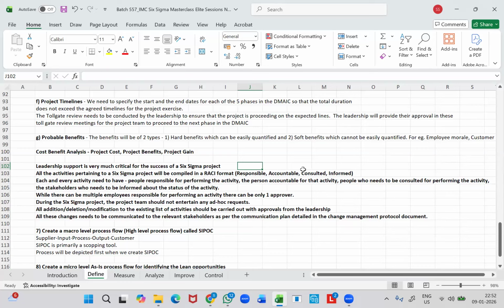So there can be a question on this in the final assessment. Whose support is very much critical for the successful closure of a Six Sigma project? We need to pick the option leadership, right?